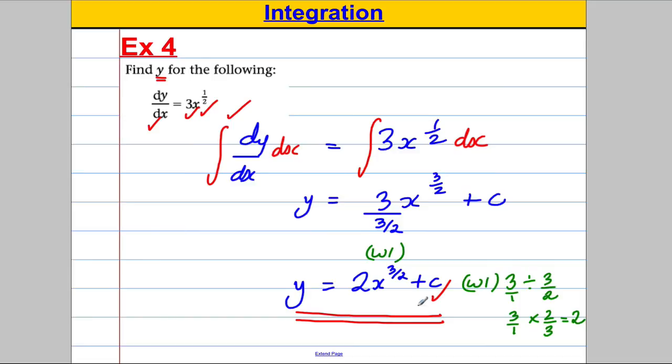So that's an introduction into the constant of integration and how to do integration in basic cases.